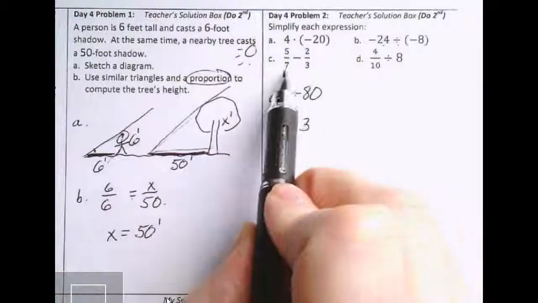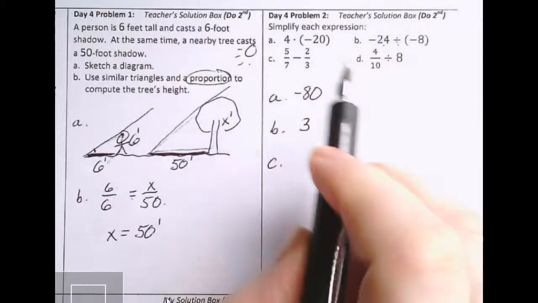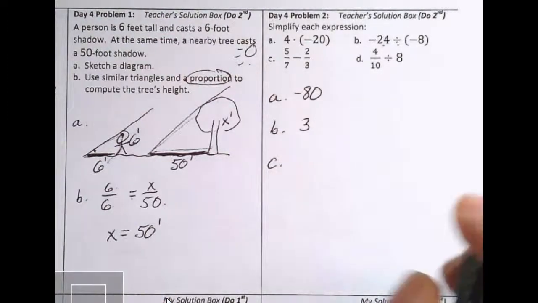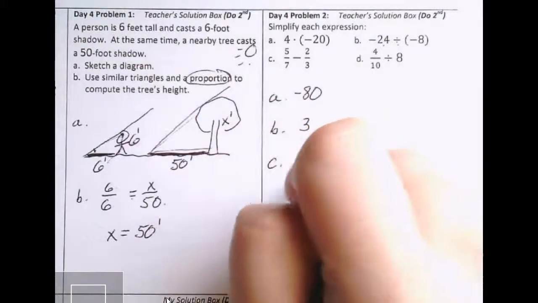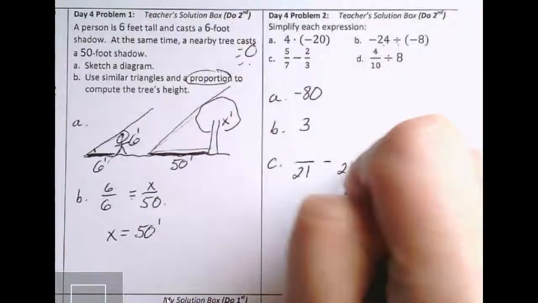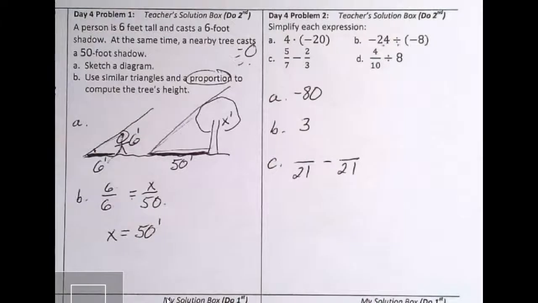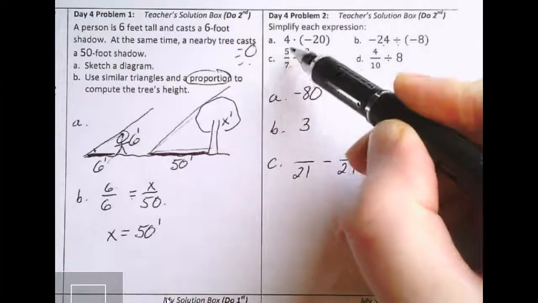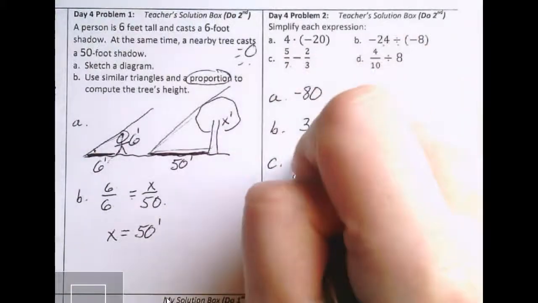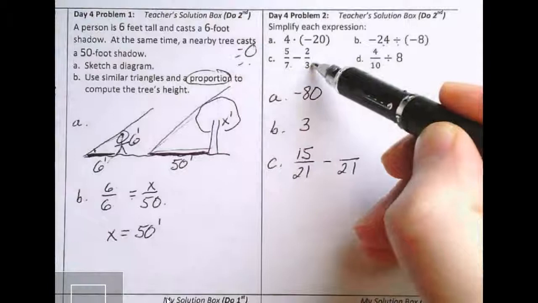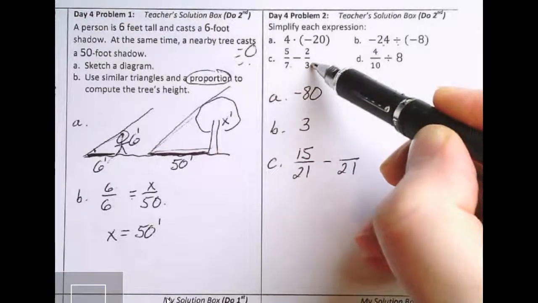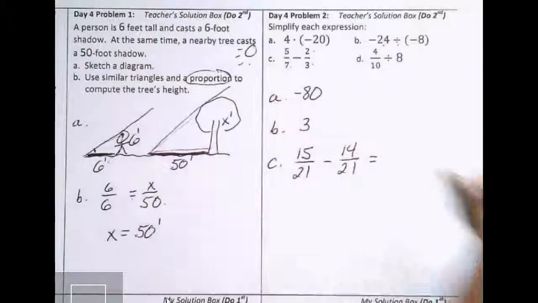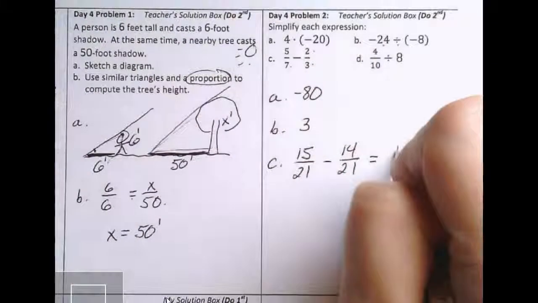Question C, we want to subtract these fractions, but they have to have the same denominator. So if that is 7 and that is 3, the least common denominator is 21. So we want to change both fractions so that they have 21 as their denominators. To change this into 21 requires multiplying by 3, and so in top, 5 times 3 is 15. To change that to 21 requires multiplying by 7, so in the top, 2 times 7 is 14. And now we can subtract these fractions. That's 1 over 21.